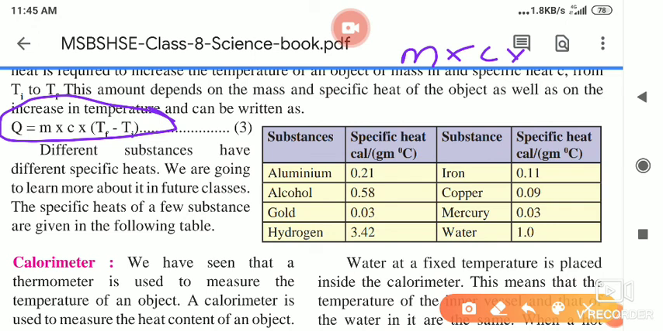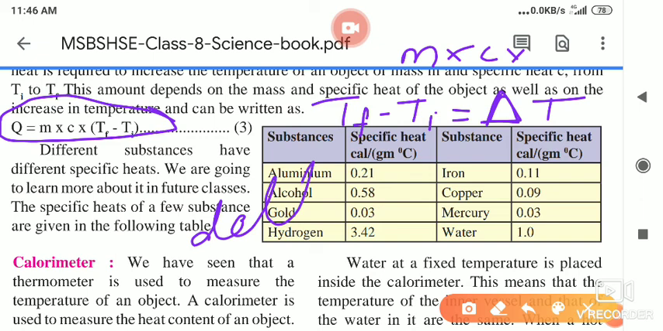This is the change in temperature, T final minus T initial, which is denoted by delta T. This triangle is called delta in scientific language. It shows the change in temperature.